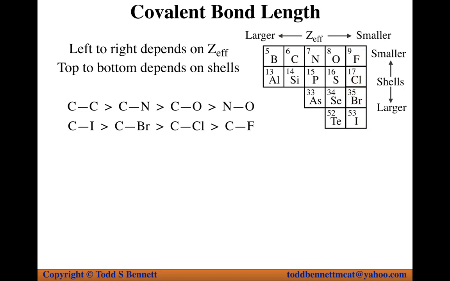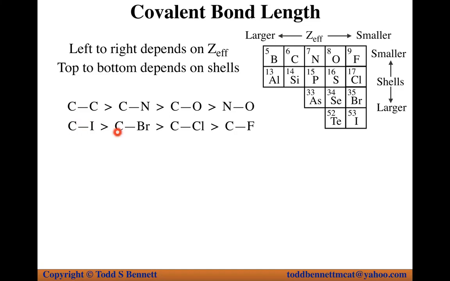So longer bonds generally are easier to break because the electron density is further from the nuclei. So we're going to discover that a carbon with an iodine is typically more reactive because that bond is longer, so it breaks more easily. Longer bonds are typically weaker bonds. So this is going to be good at breaking. So carbon with an iodine is going to be highly reactive.